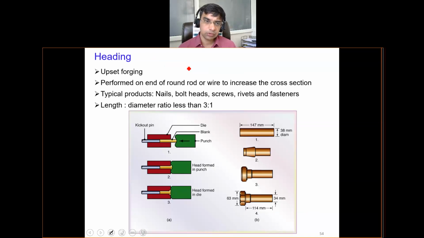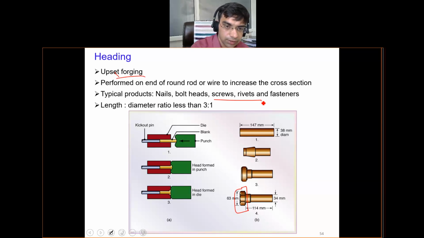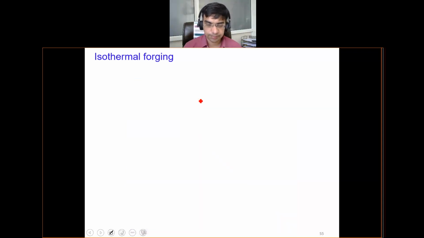Next is heading. The heading process is an upset forging process which is used to create bolt heads or rivet heads or fastener heads. You start with a cylindrical blank and you have a punch. This punch continuously hammers the head of this workpiece, thereby deforming the shape, and products like nail, bolt head, screw, rivets can be produced using this method.